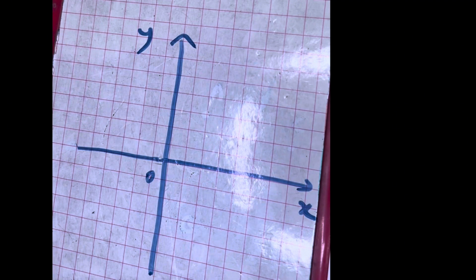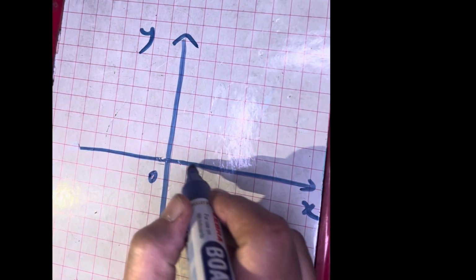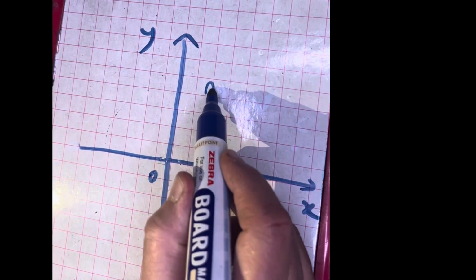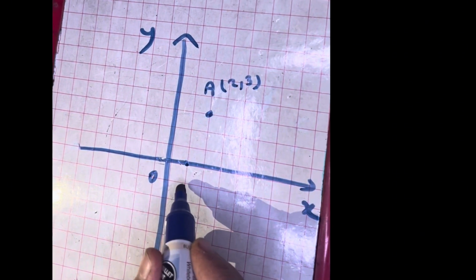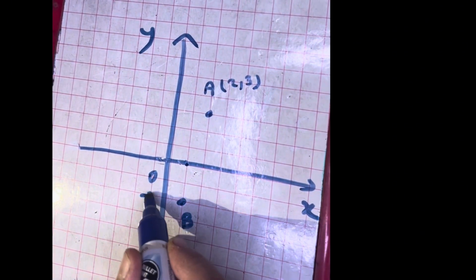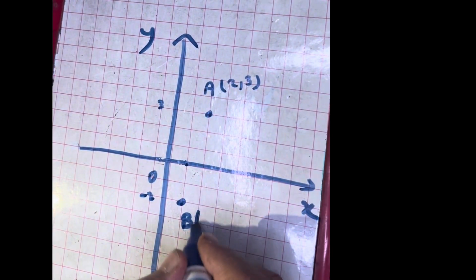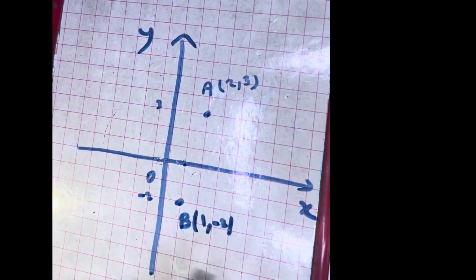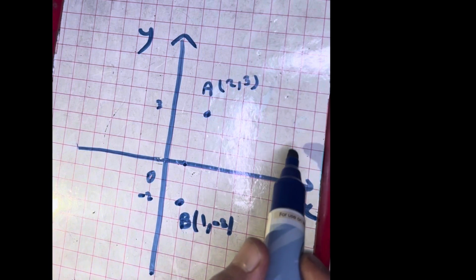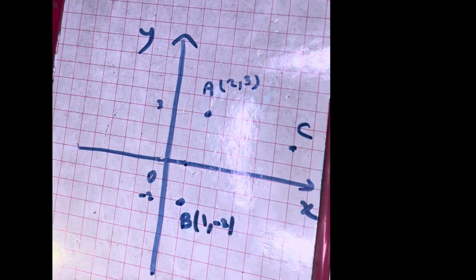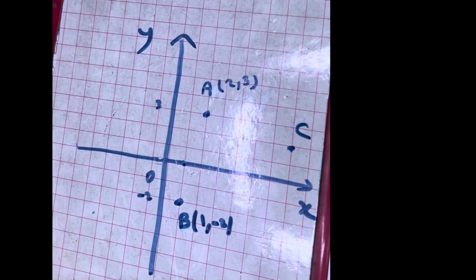I will draw now the points A, B, and C, okay? Let's go. Now this is point A. It is 2, 3. This is A, 2, 3, and B is 1, minus 2. This is B. Here's the 3. So B is 1, minus 2. And C, sorry, is 7, 2. 1, 2, 3, 4, 5, 6, 7. This is C.